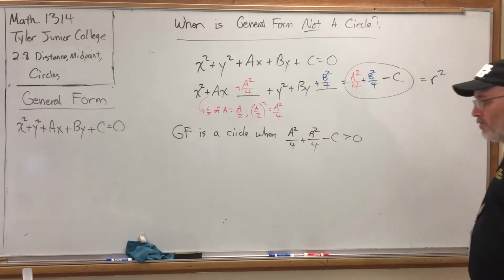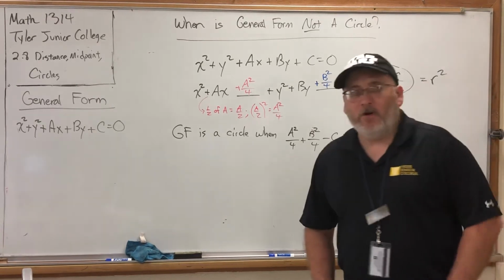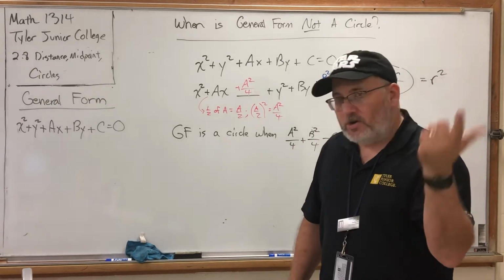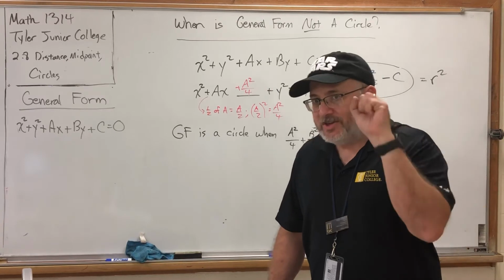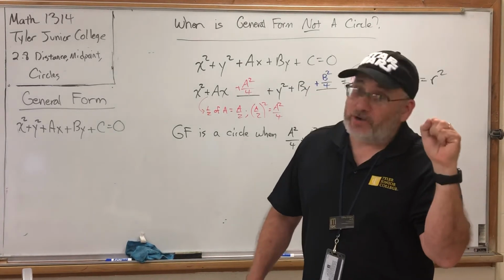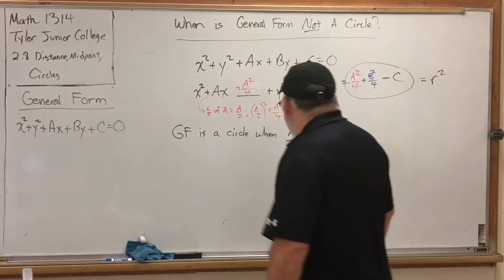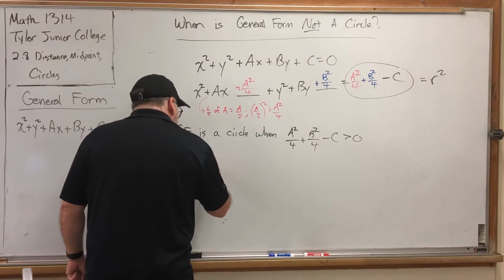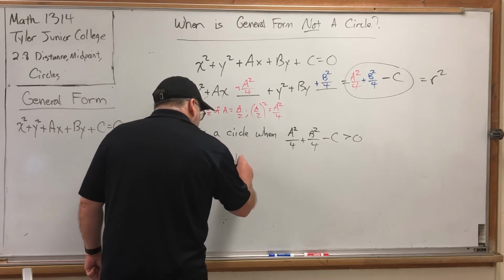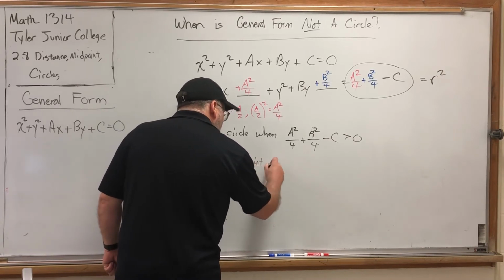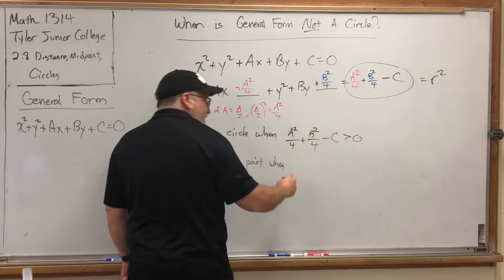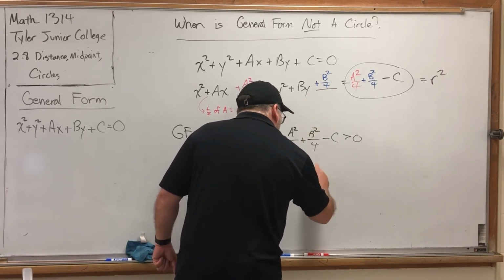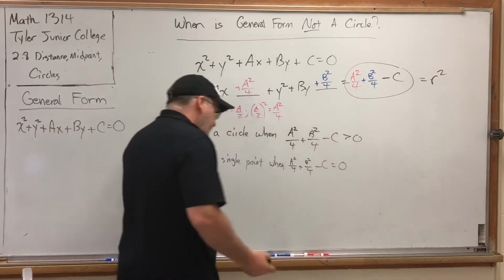But if it is 0, what does it mean for the radius to be 0? Well, you start at the center, and then you go nowhere. A circle of radius 0 is a single point. It's often called a degenerate circle. So we can say general form is a single point when this guy is 0: A squared over 4 plus B squared over 4 minus C is equal to 0.